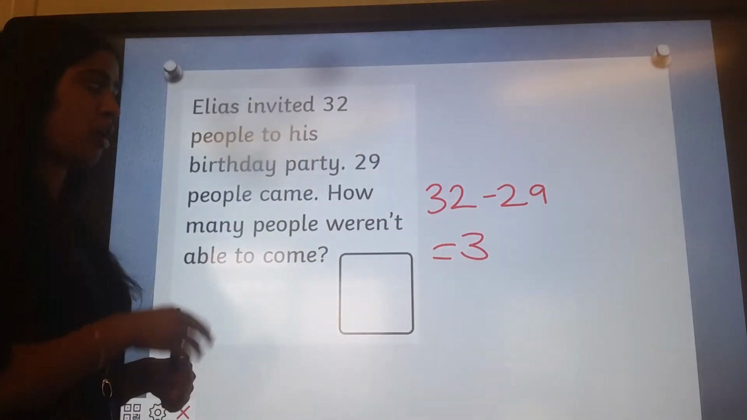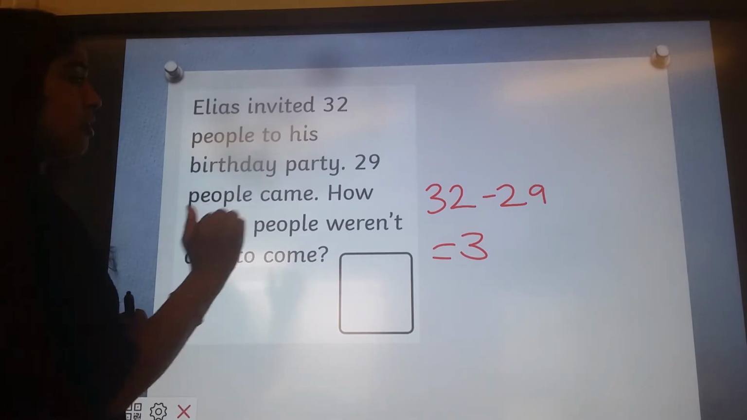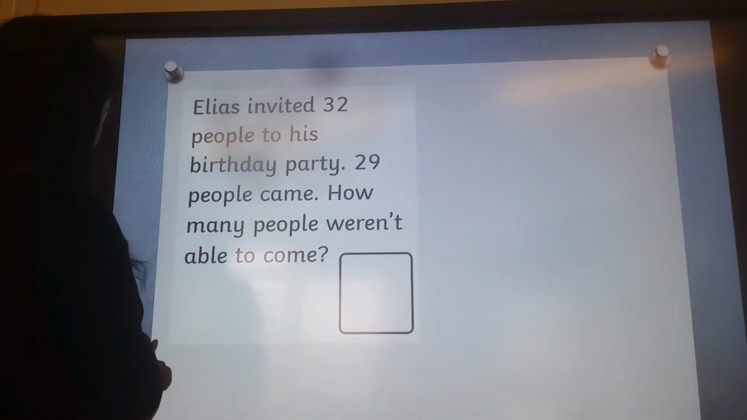We don't need to use column subtraction, we can work that out quite easily. So 32 minus 29 is 3. Next question.